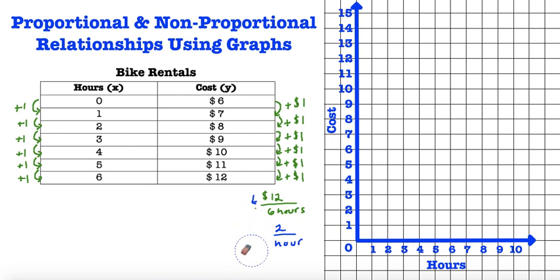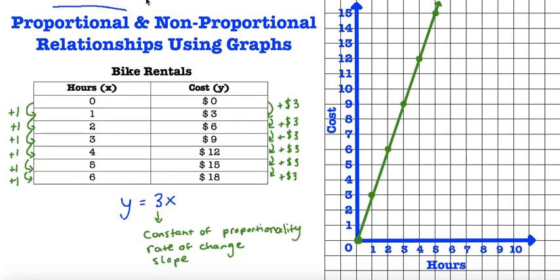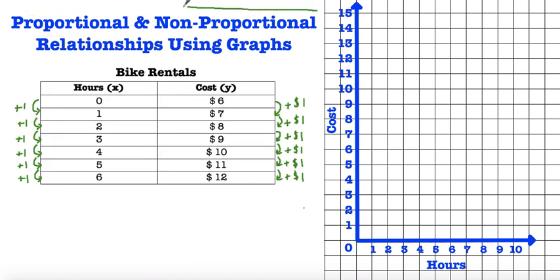However, just because it's not proportional, we could still use an equation to represent it. So our first relationship was proportional. Our second one is non-proportional. And we could still represent it using an equation. So y is the cost. y equals the hourly rate, which is $1 per hour, so $1 times the number of hours plus our initial value of $6.